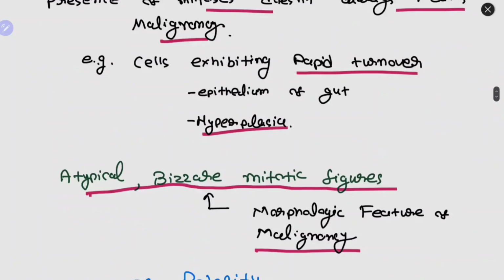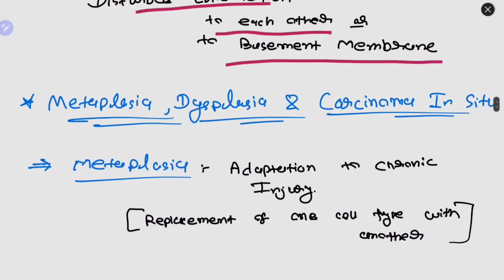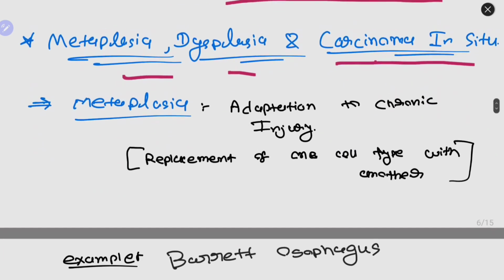As we talked about the first characteristic, we need to know what is metaplasia, what is dysplasia, and what is carcinoma in situ, and what are the differences between them. First we talk about metaplasia.